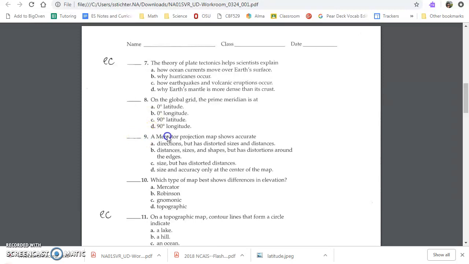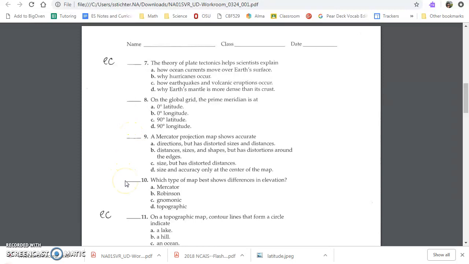Number 9. A Mercator projection map shows accurate directions but has distorted sizes and distances, distances, sizes, and shapes but has distortions around the edges, size but has distorted distances. Actually, number 9, we're going to make that extra credit. Okay, so number 9 is extra credit. I'm going to do that.